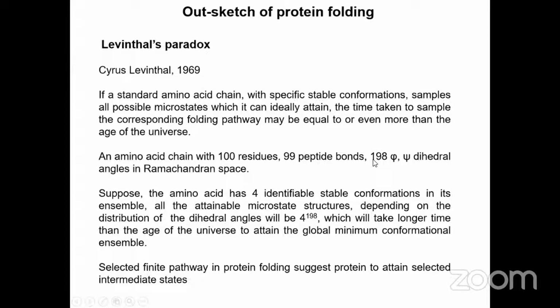If it has to attain all the distributions of the phi-psi dihedral angles, until and unless it attains its global conformational propensity with definitive phi-psi dihedral angles present in its ultimate conformation, the total number of conformations to be attained will be around 4 to the power 198, which will take longer than the age of the universe to attain this global minimum conformational ensemble. Therefore, this suggests that there are selected finite pathways in protein folding, and so protein folding is attained through selected intermediate states.